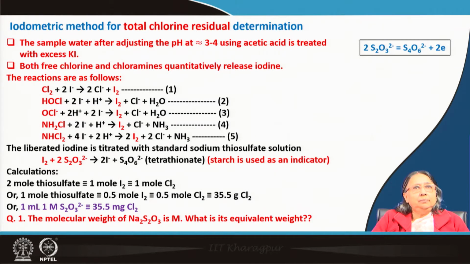An iodometric method for total chlorine residual determination. Total chlorine means free chlorine residual and combined chlorine residual, both together. How do we determine it?